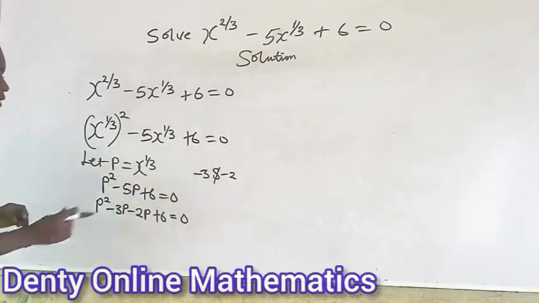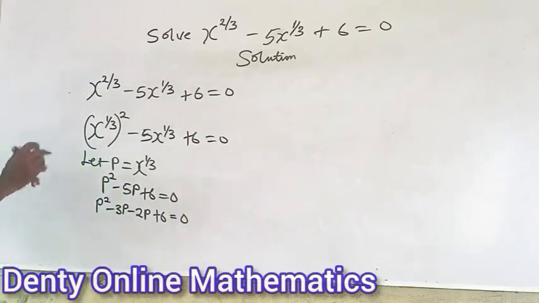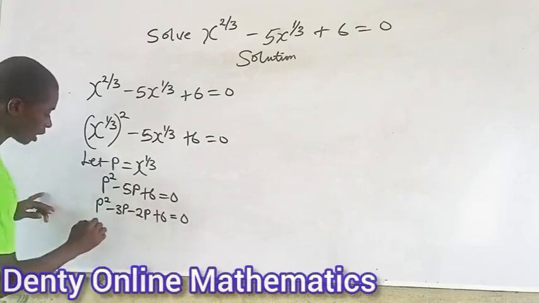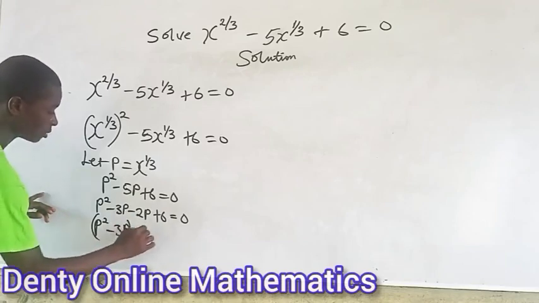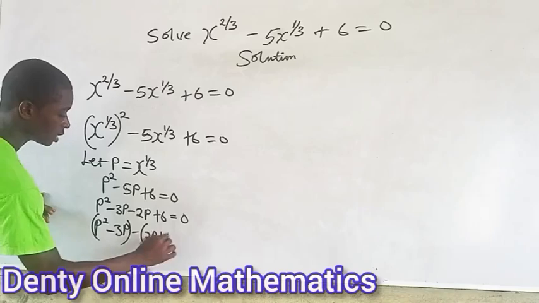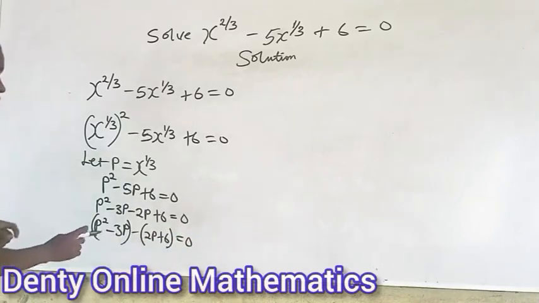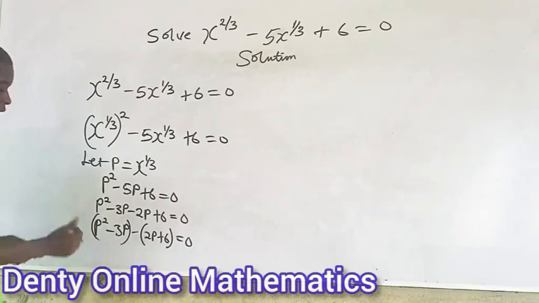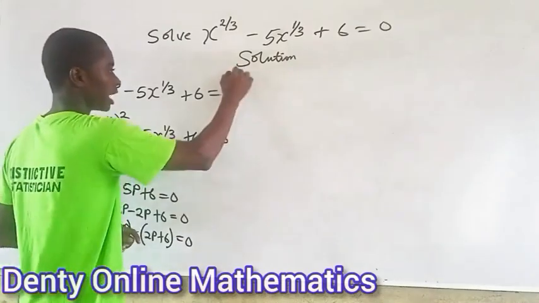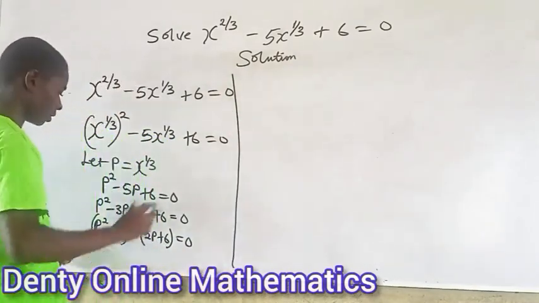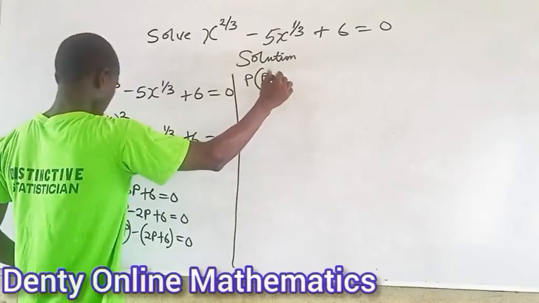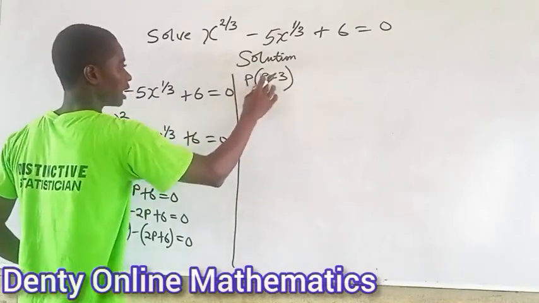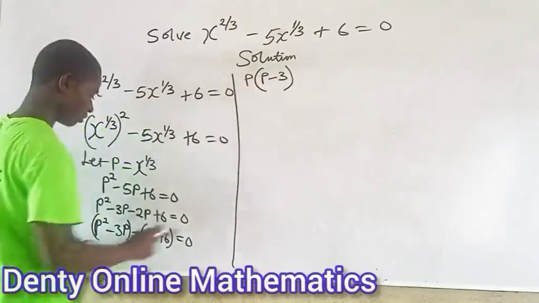At this point, I'm going to group them. I'll group these two and these two. I have P squared minus 3P, and bring down minus 2P plus 6 is equal to 0. Now I have something common: P is in both terms of the first group, so I can factor out P. What I'm left with is P minus 3, because P times P gives P squared, and P times minus 3 gives minus 3P.